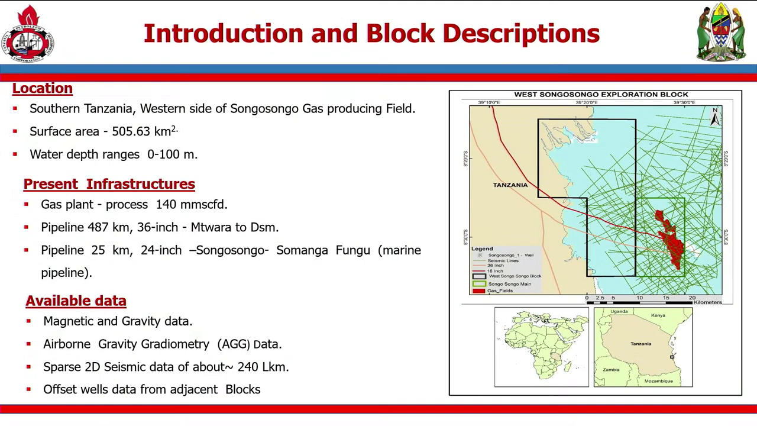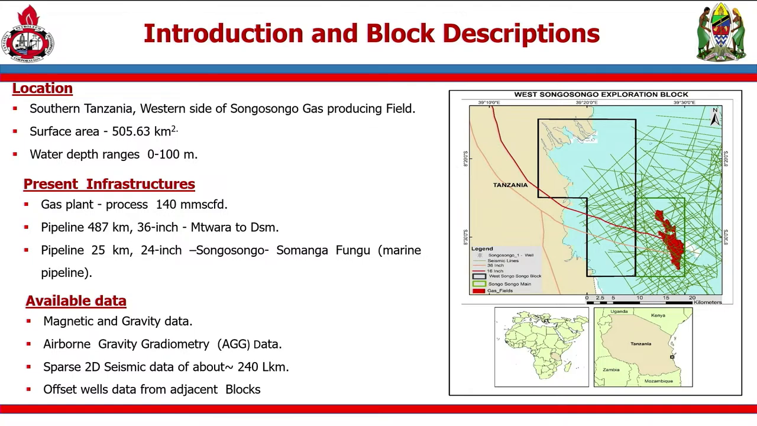Also in this block, we have the available information that we use for G&G studies. We have magnetic and gravity data. And also we have airborne gravity gradiometry data, that is AGG, acquired by TPDC in 2015. And also we have sparse 2D seismic data that extends from the gas field to the West Songo-Songo block. And the line length is about 240 line kilometers.